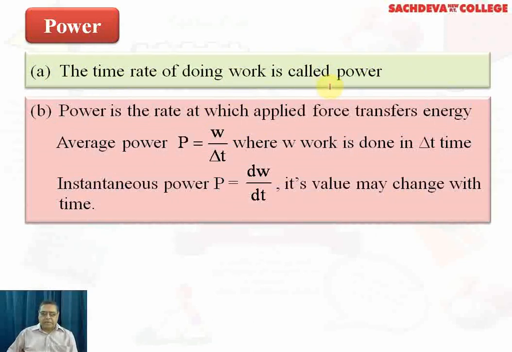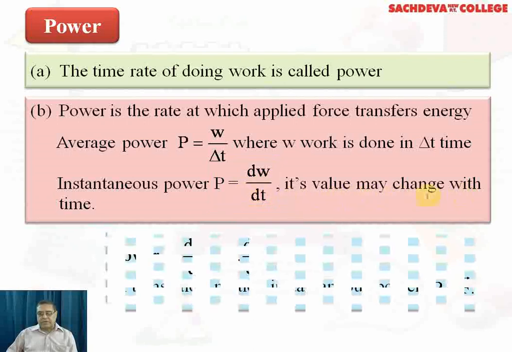Now, concept B: power is the rate at which applied force transfers energy, and average power is W over delta T, where delta T is a small time and W is the work done in delta T time. Instantaneous power can be given as the derivative of work with respect to time. So P is equal to dW over dt. Its value may change with time.